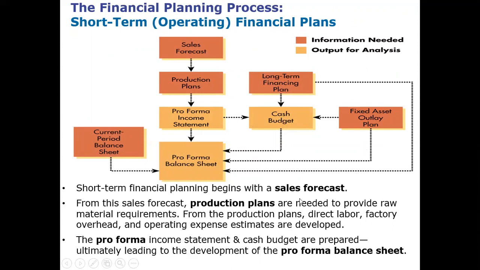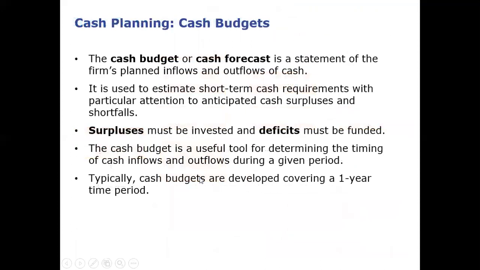So the short-term financial planning begins with the sales forecast and my estimation for the coming year, and how can I reach the sales in the coming year. The production plans are needed to provide raw material, production, labor, factory. So this will reflect on the production plans, and it will reflect on the cash budget, whether I have enough cash or not. And this cash will also depend on the pro forma income statement and balance sheet.